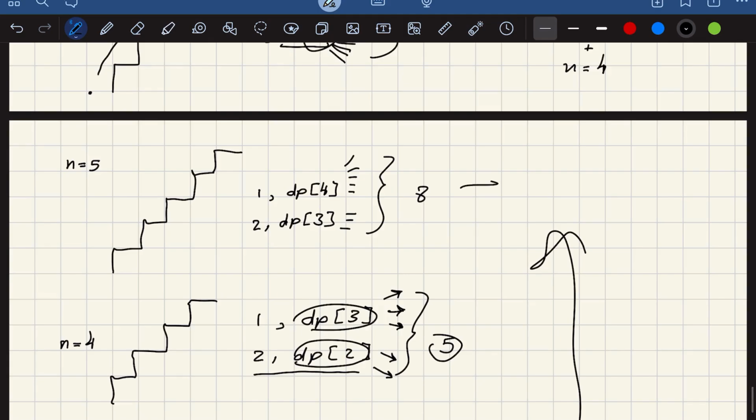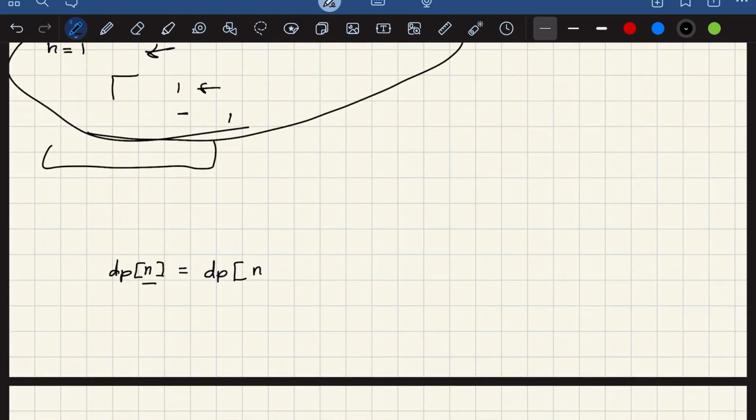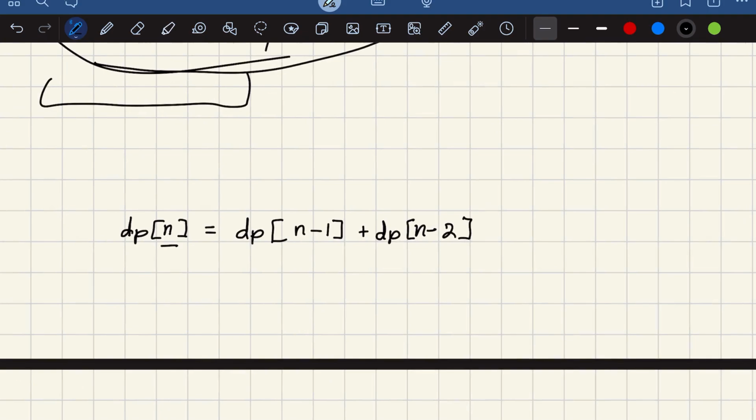Well, we could do the exact same thing here. 5 was equal to 4 plus 3, right? Here, 4 was equal to 3 plus 2. So it is very easy to spot the relationship now. All it is, dp of n is equal to dp of n minus 1 plus dp of n minus 2. Now, what is dp? dp is that piece of memory that we're going to be using to store these.